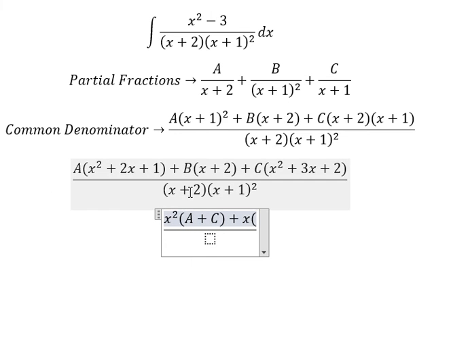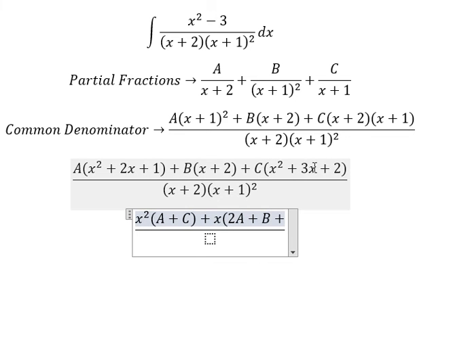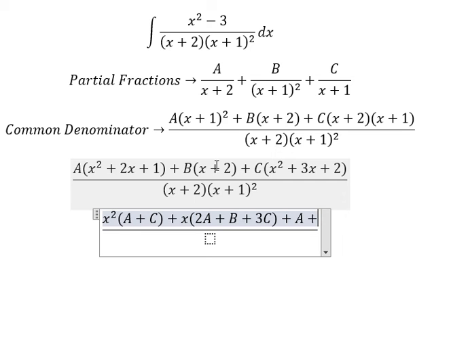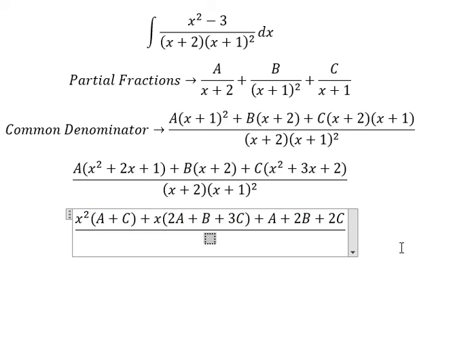For x, we have 2x with A, so we have 2A. B with x, we have B. And 3 with C, we have 3C. For the constant, we have 1 with A, so we have positive A. 2 with B, we have 2B. And 2C.